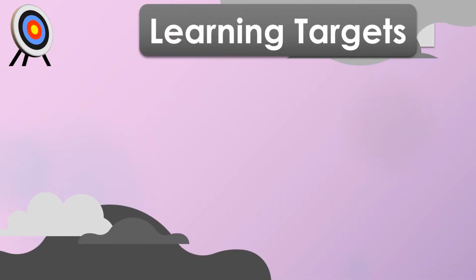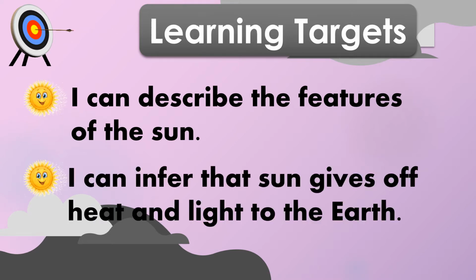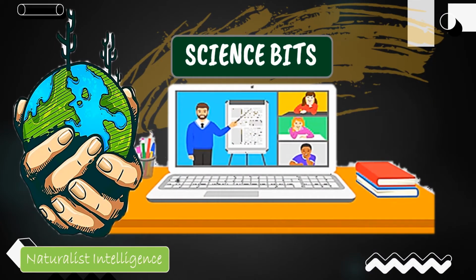For our learning targets, let me read it for you. I can describe the features of the sun. And then I can infer that the sun gives off heat and light to the Earth. Now let's have our science bits.